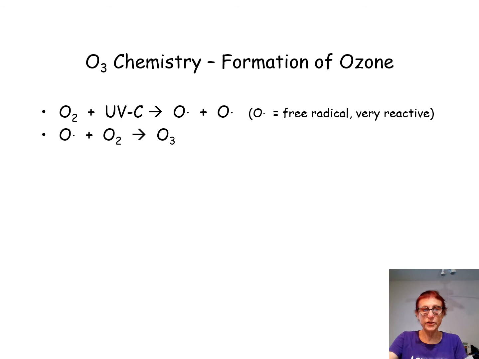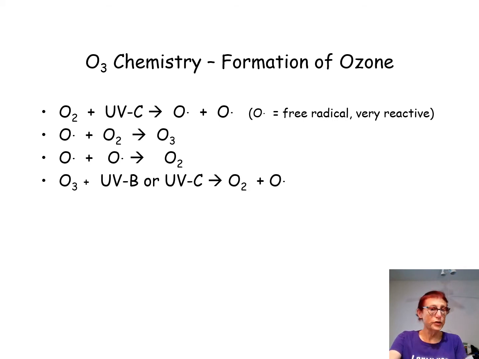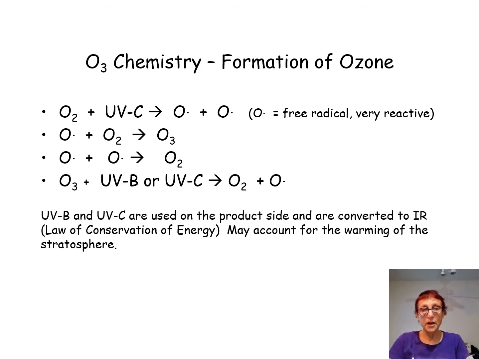So what happens to that oxygen free radical? Well, it can react with an oxygen molecule and produce ozone. Oxygen free radicals can react with each other to produce oxygen molecules. Ozone can react with UVB or UVC and produce an oxygen molecule and an oxygen free radical, and that reaction can begin to occur again. If you're looking at the kinetics of what goes on, the fast step is going to be the formation of ozone. If not, we would never get a buildup of that layer in the atmosphere.